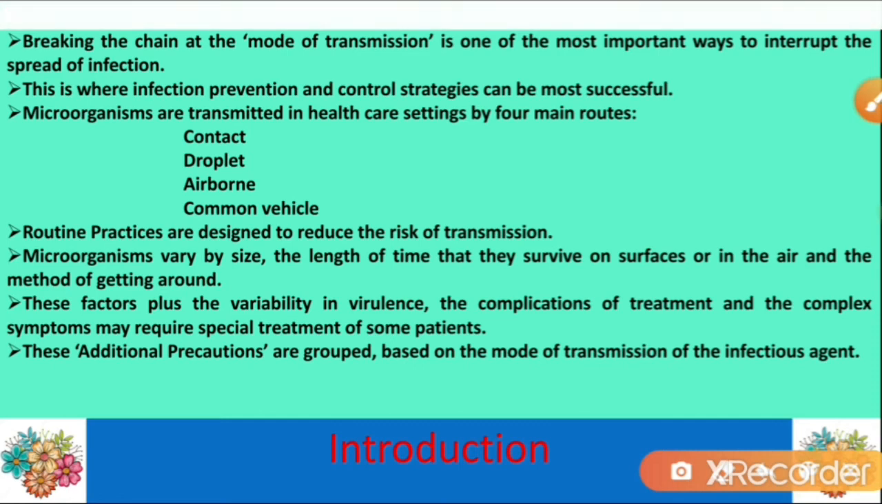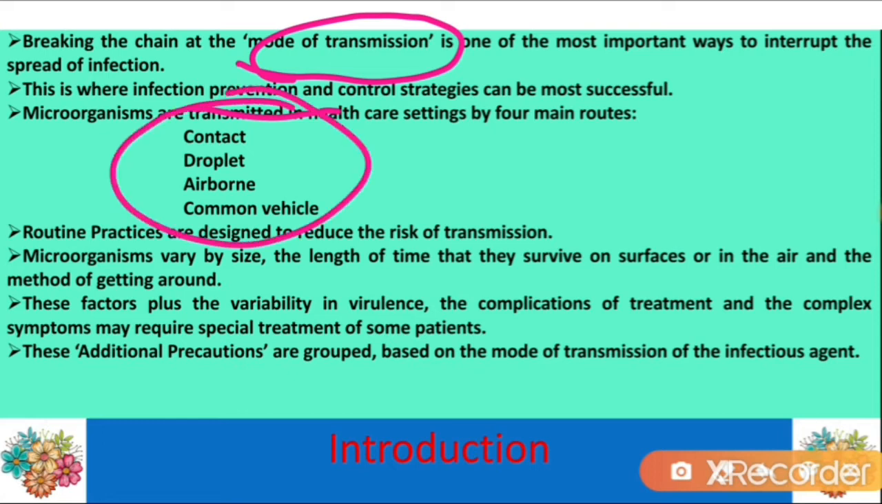If you want to break the chain of any disease, first we have to understand the mode of transmission of the disease. Then we can prevent and control that disease. Mostly, diseases or microorganisms can transmit in healthcare settings in four ways: contact, droplet, airborne, and common vehicle.